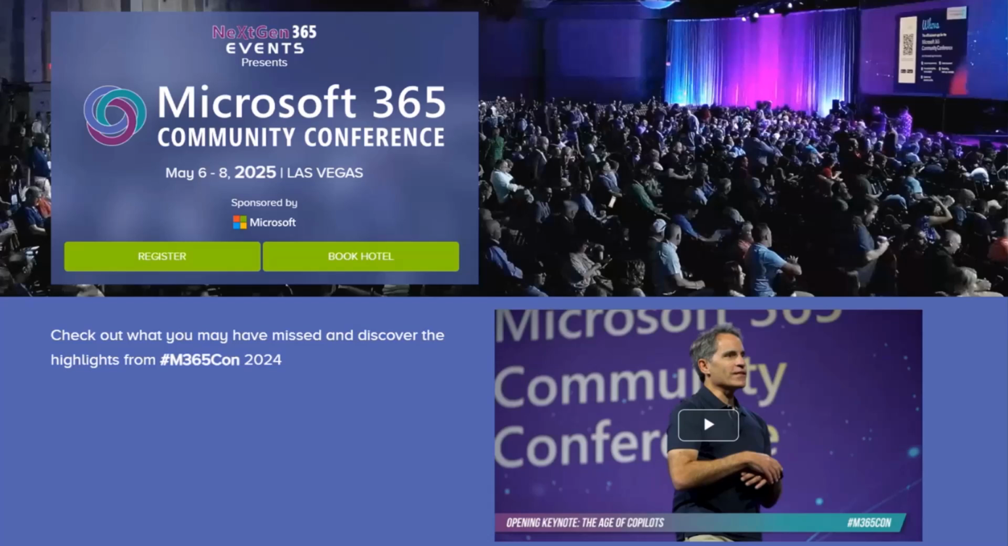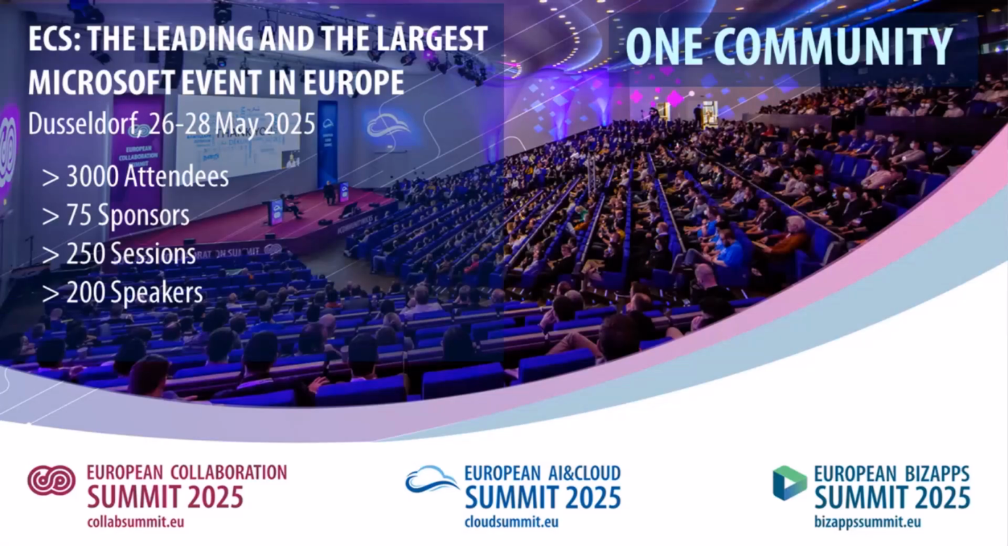Now, following up on that one, we have a triple conference season happening at Düsseldorf. That's 26th to 28th of May, and that is European Collaboration Summit, European AI Cloud Summit, and European BizHub Summit, all 3 happening at the same time, altogether up to 3,000 attendees, 75 sponsors, and 250 speakers. So that's going to be huge at Düsseldorf on 26th of May.